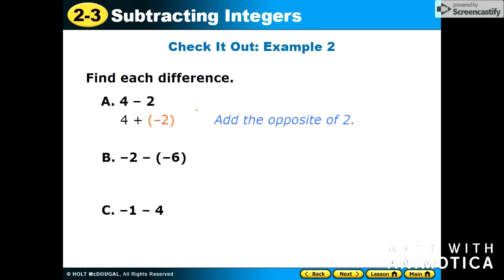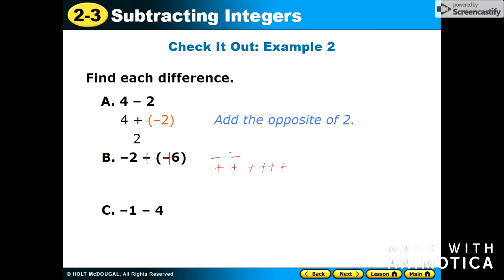4 plus negative 2, yep, that's the same thing as 2. Okay, the next problem, negative 2 minus negative 6. Change my minus to addition, and the next to its opposite. So now I have negative 2 plus positive 6. So that's like 2 negatives and 6 positives.